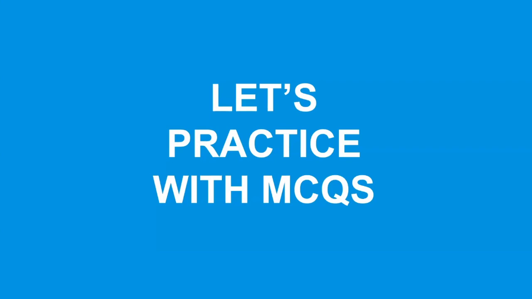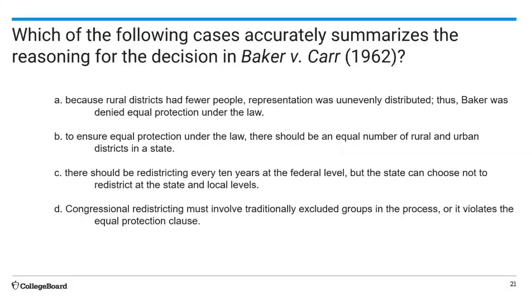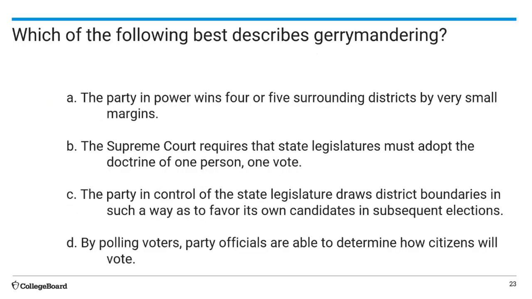Let's practice with some multiple choice questions. Which of the following cases accurately summarizes the reasoning for the decision in Baker v. Carr? That's going to be A, rural districts had fewer people, and then the representation was not evenly distributed. Which of the following best describes gerrymandering? That is the party in control drawing the boundaries so that its candidates, its party, is going to win.